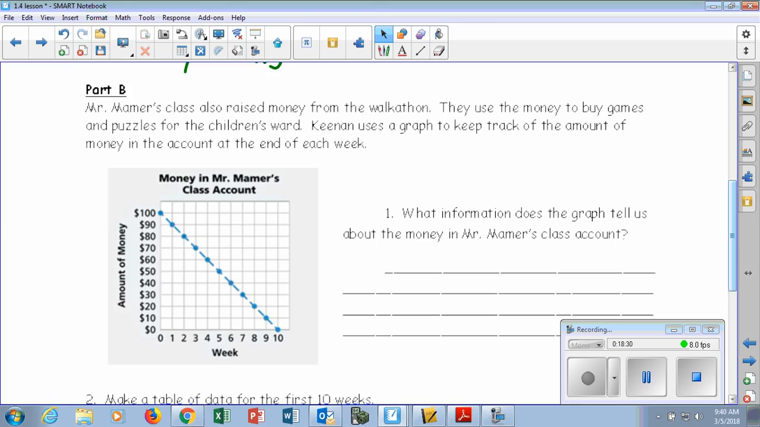In question 1, it says, what information does the graph tell us about the money in Mr. Mammer's class account? What can this graph tell us about the money in the account? With your shoulder partners, or if you're a table of 3, you can work as a table of 3. Talk for about 2 minutes as to what the information in the graph tells you about their money. I'll give you about 2 minutes. So we are piecing together what this graph is looking like.